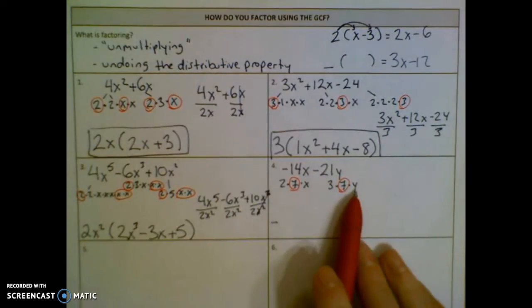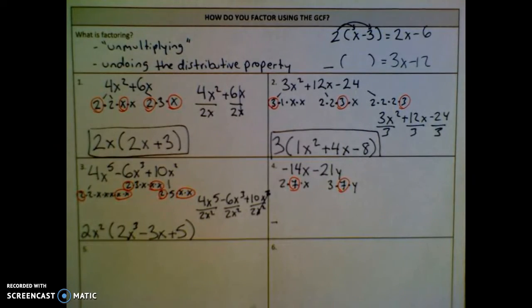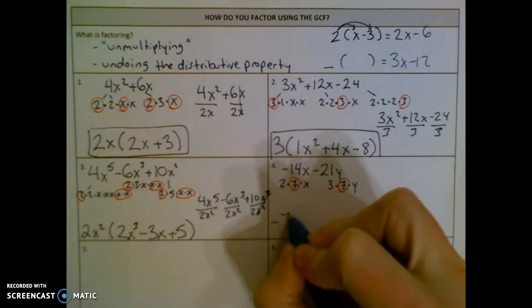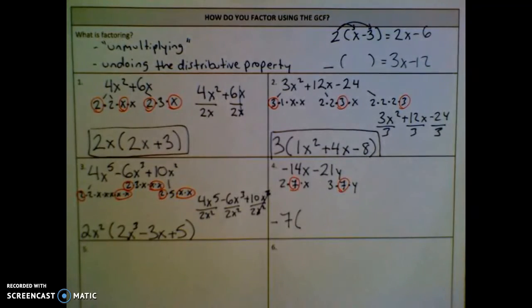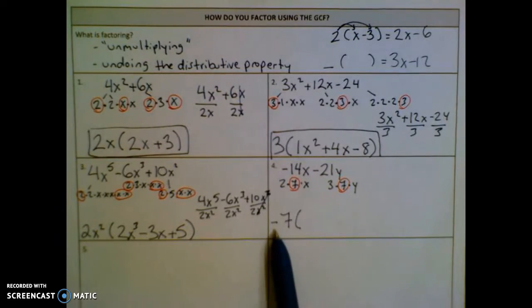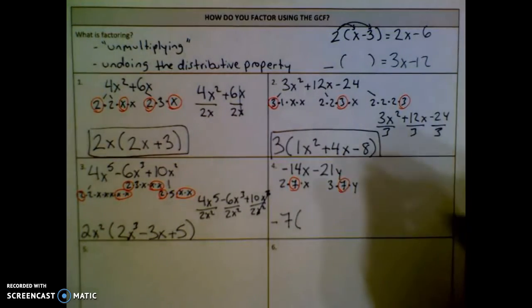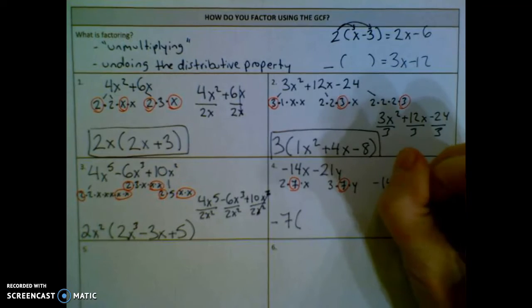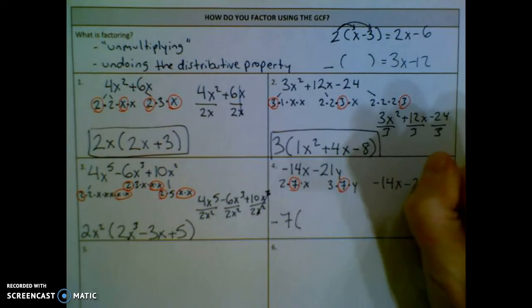This guy has an x, he has a y, and then they have different factors. So just a 7 in that case. So my GCF is going to be a negative 7, parentheses. So if you ever have a leading coefficient of a negative, just bring that negative down and divide every single thing by negative. So I'm going to go over here and write my problem again.